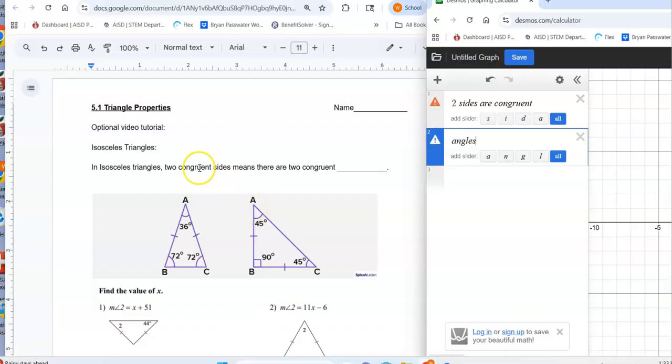And in isosceles triangles, if there are two congruent sides, that means there are two congruent angles. Like notice these are both 72 because these are both the same length. And the other one's 36 because all three of these have to add up to 180.